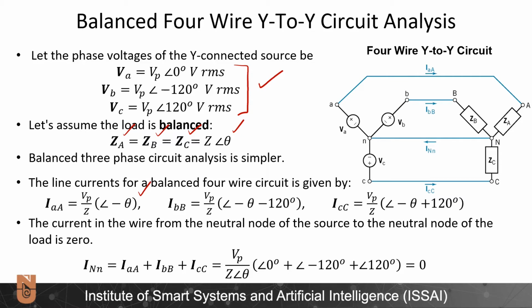IAA is Vp over Z with an angle of minus theta, and IBB is equal to similarly Vp over Z with an angle of minus theta minus 120 degrees, and for ICC it is given here. And if we add the three currents, we realize that the current flowing from neutral to neutral in the balanced case is equal to 0. So basically, if we have a balanced source and if we have a balanced load, eventually no current flows from the neutral terminal of the load to the neutral terminal of the source.